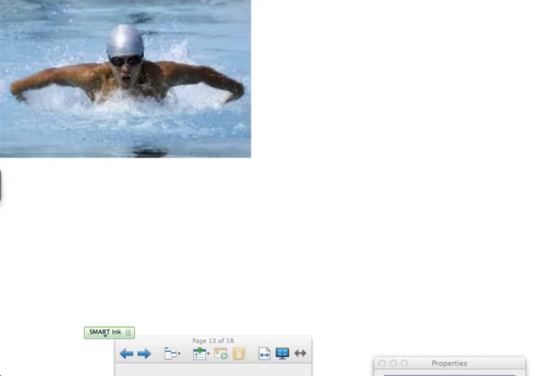A swimmer pitches water back, and her body moves forward. Everyone be a swimmer now. Take your hands and do the breaststroke. Push your arms back. But you got to really do it because when you push your arms back like this, what's happening with your body? It's going forward. Your arms are going back, but your body's going forward.